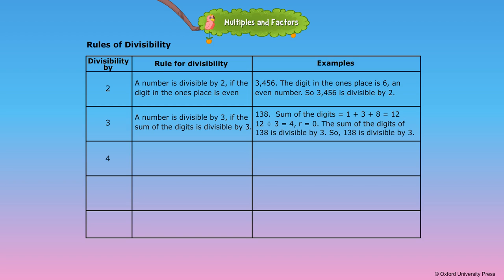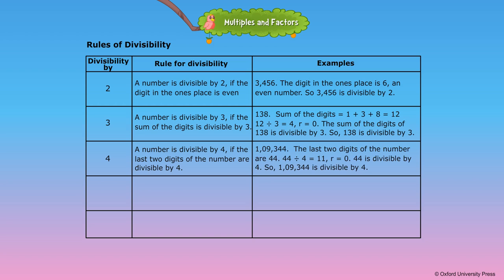Divisibility by 4. A number is divisible by 4 if the last two digits of the number are divisible by 4. 1,09,344. The last two digits of the number are 44. 44 divided by 4 equal to 11. Remainder is equal to 0. 44 is divisible by 4. 1,09,344 is divisible by 4.